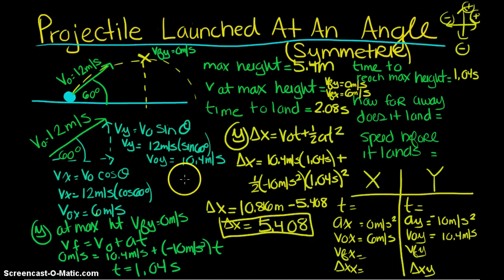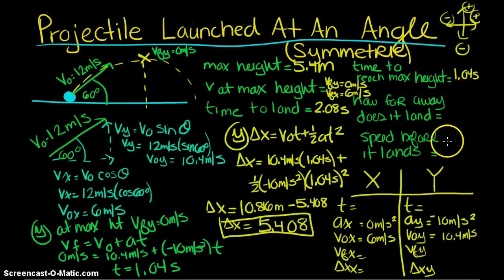Well, we've done a lot of work so far. Couple of things left to find here. How far away does it land, and the speed before it lands? Because we have a symmetrical path, and the assumption here that there's no air resistance, the speed before it lands is going to be equal to the speed with which it was launched, because the launch site is the exact same height that it will land at.